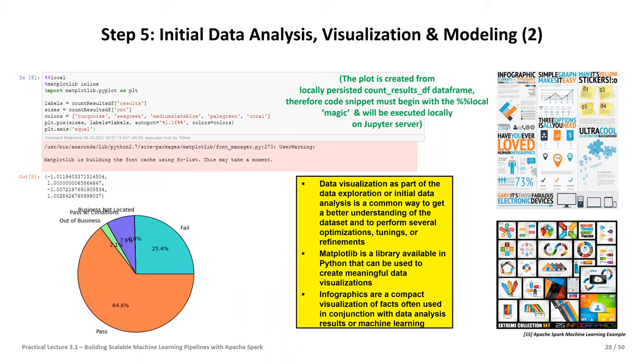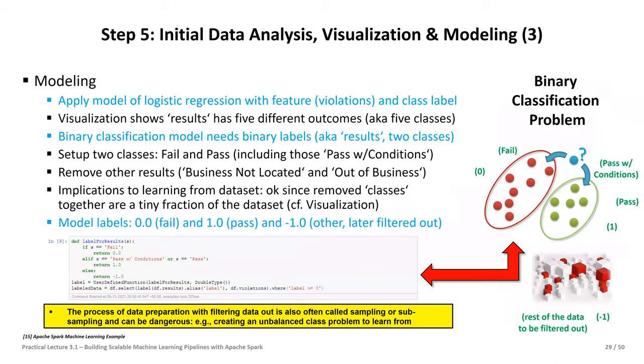And what we sometimes do in data science is we just sample out some of those which are not so dramatic. You would see business located is a relatively small percentage, or out of business is a small percentage. We can just sample those out of the data set. Still, we have 3 classes: fail, pass, and pass with conditions. And essentially, this is what we do in the next Python code.